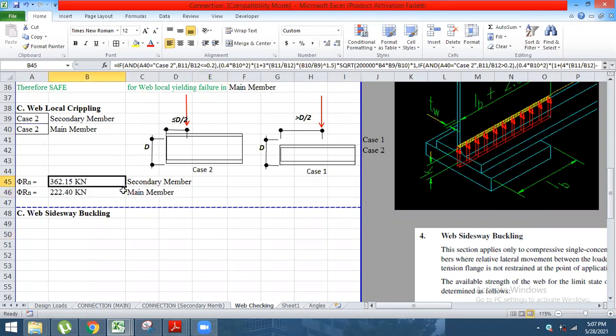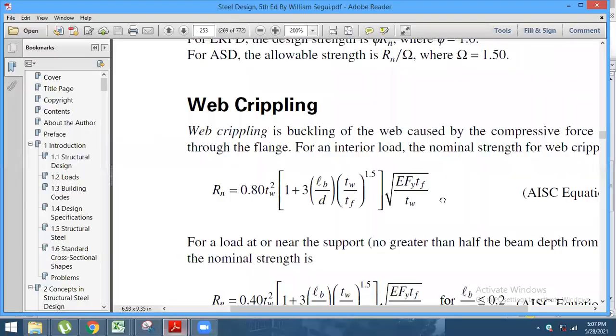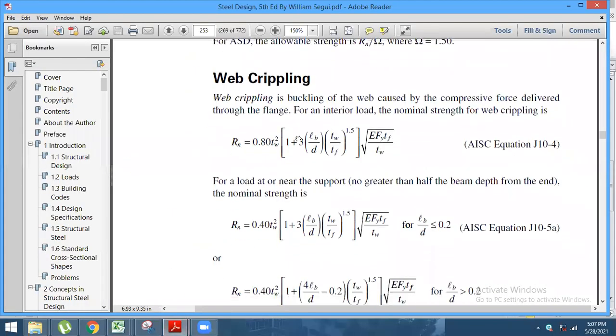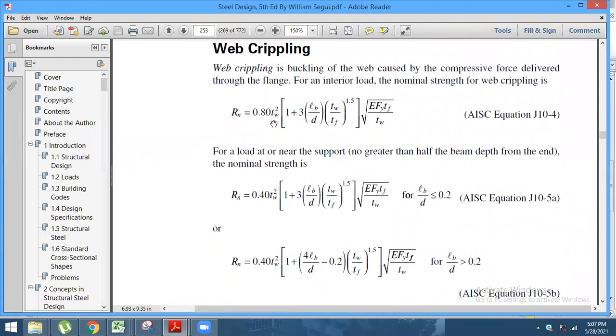So, chinecheck yung web crippling ng member. Okay. So, sa support, ito siya. Ito yung formula natin. 0.8 thickness ng web squared 1 plus 3 LB.